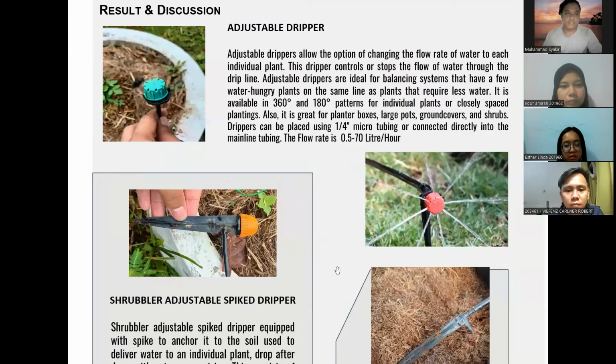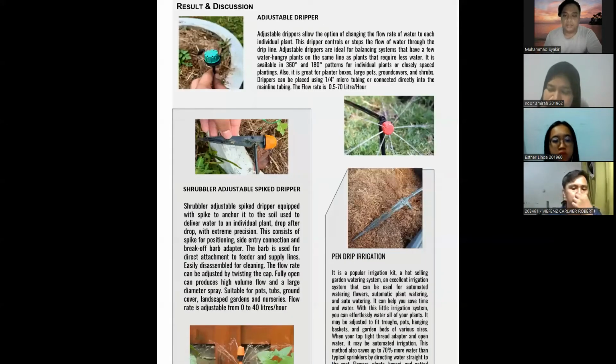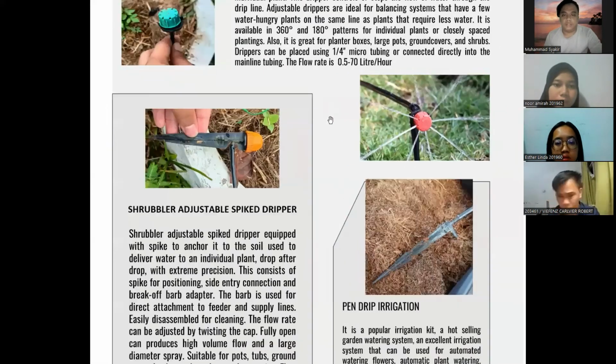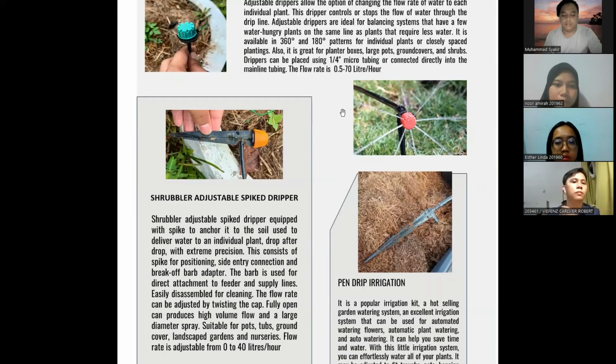So the first one is the adjustable dripper. We got 3 kinds of nozzle that are used in fertigation. The first one is adjustable dripper. The second one is Shrubber adjustable spike dripper, and lastly band drip irrigation. So on the first one, I will tell you about the details about the adjustable dripper.